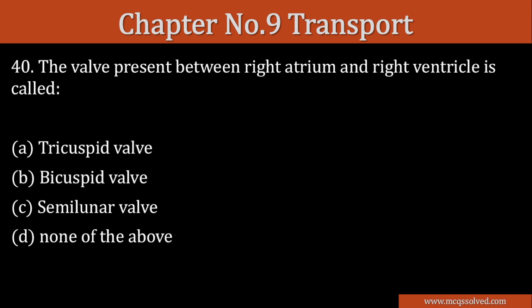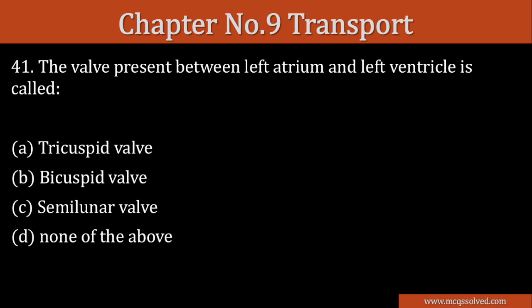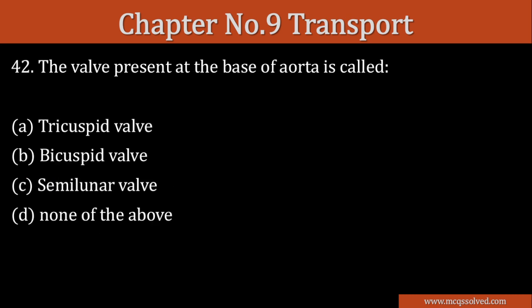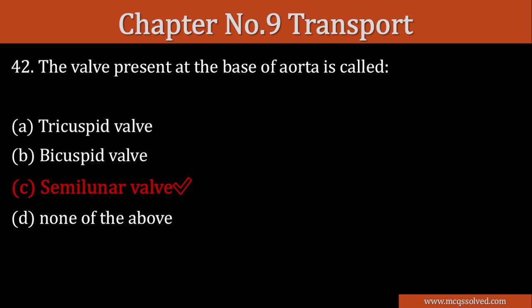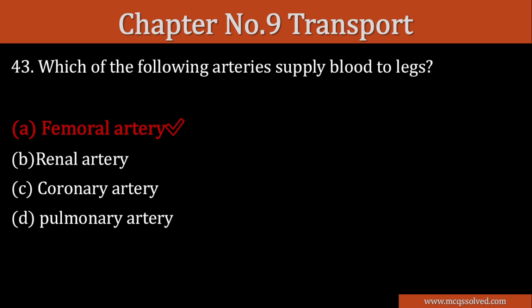The valve present between right atrium and right ventricle is called the tricuspid valve. The valve present between left atrium and left ventricle is called the bicuspid valve. The valve present at the base of the aorta is called the semilunar valve. Which of the following arteries supplies blood to the leg? So the right option is femoral artery.